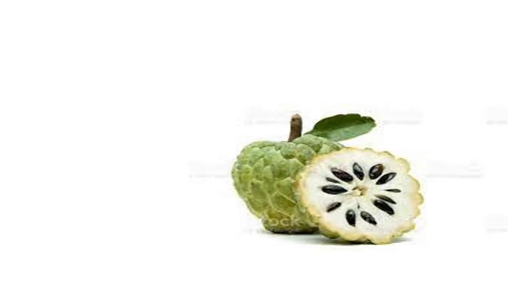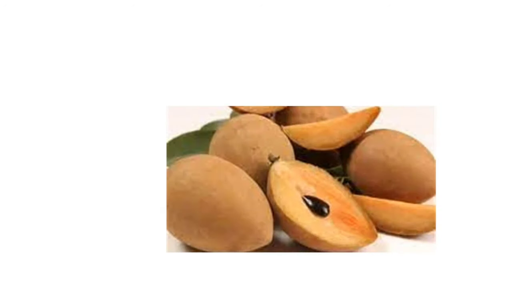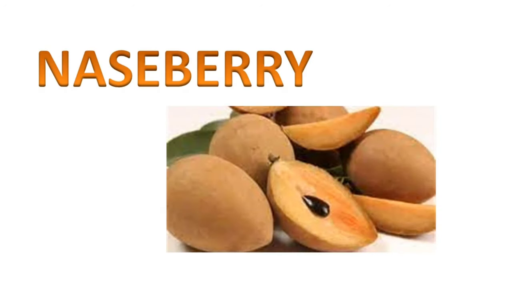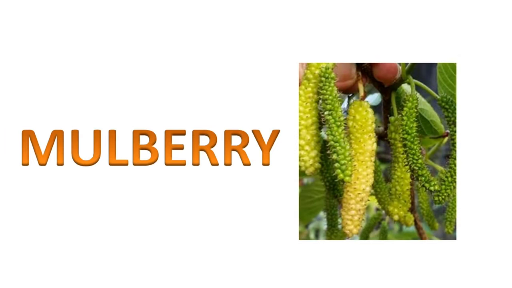Groovia. It's very new for you, I guess. Groovia means false. Custard apple. It means sharifa. Nasberry. This is very tricky as well. It means chiku. Mulberry. It means shehtoot. I hope you understood this and you really learned new things.